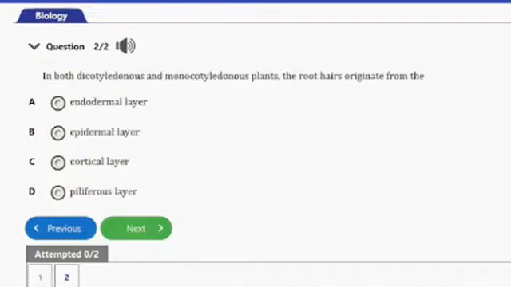Question number 2 here, it says, in both dicotyledonous and monocotyledonous plants, the root hairs originate from the A. endodermal layer, B. epidermal layer, C. cortical layer, D. piliferous layer. So guys, the answer to this question is option D, and that's the piliferous layer. So in these monocotyledonous and dicotyledonous plants, the root hairs actually originate from the piliferous layer in the plants. So that's it for that question.